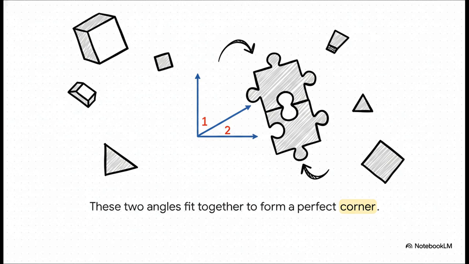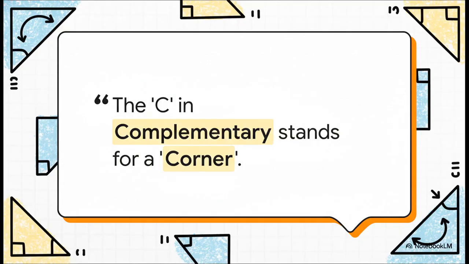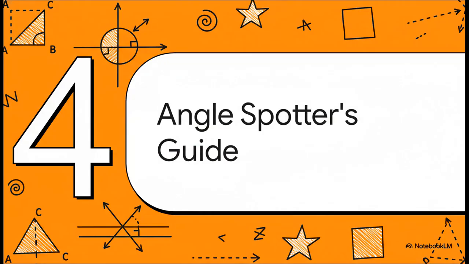And what that means is, if you know one of the angles, you can always find the other one just by subtracting from 90. And here's the other half of our memory trick. It's just as easy. C for complementary stands for C for corner. So if S is for straight, that's 180, then C is for corner. That's 90. Simple, right?